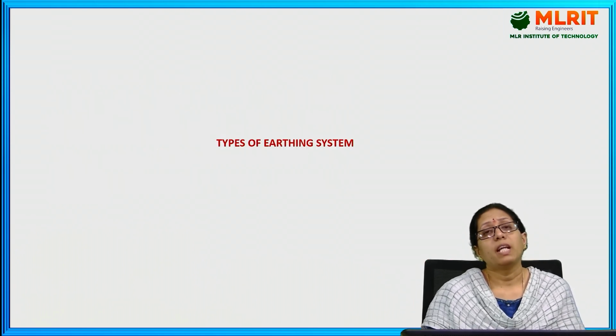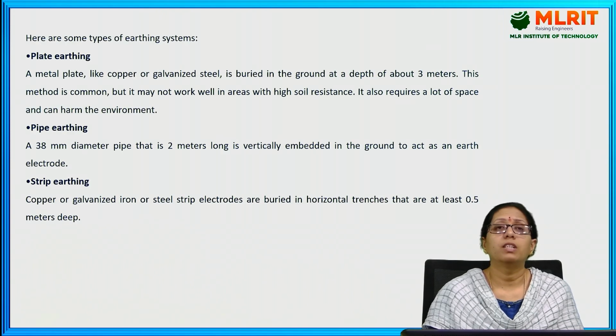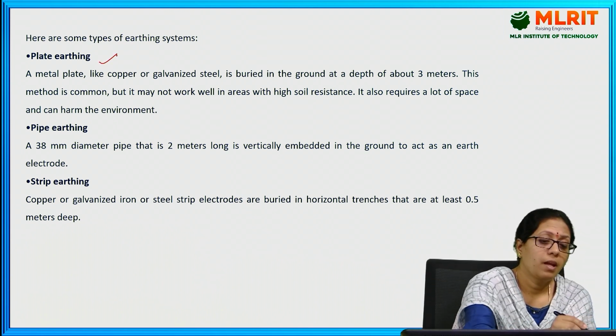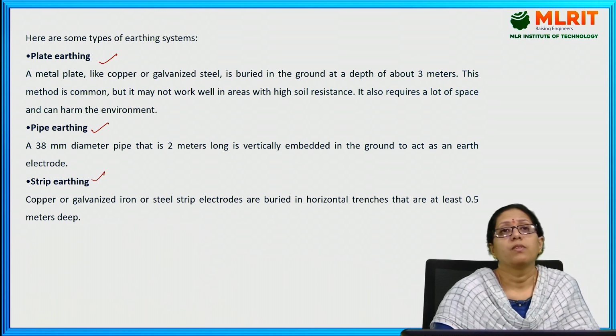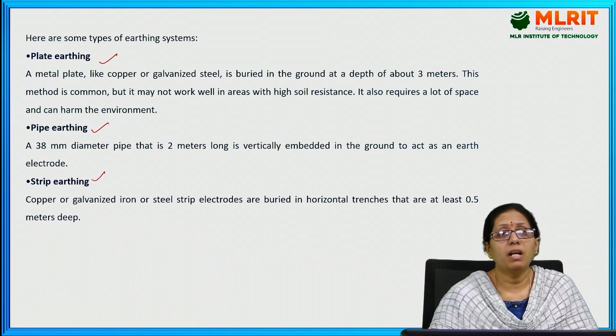So, types of earthing system. What are the different types of earthing system? As I told, different types are plate earthing, pipe earthing, and strip earthing. Here you can see three different types of earthings, that is plate earthing, pipe earthing, and strip earthing.